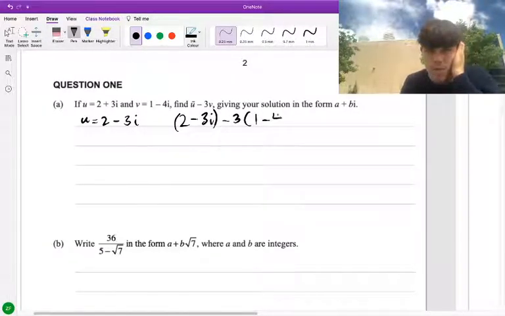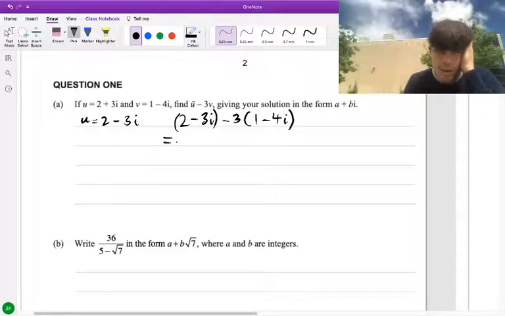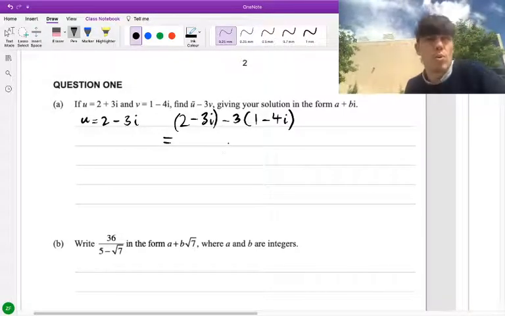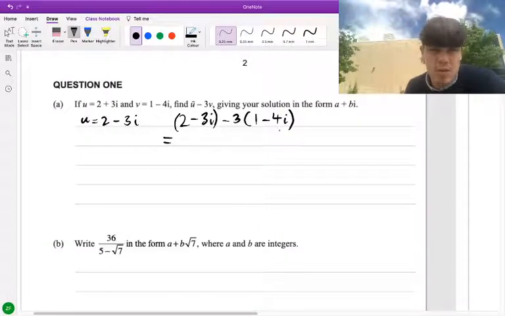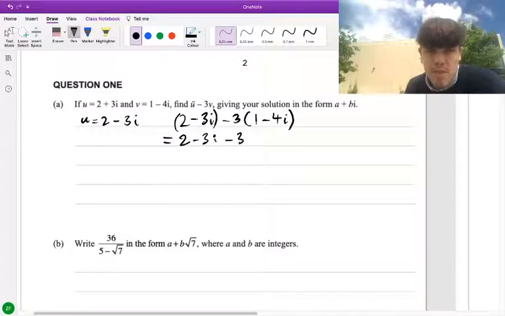1 minus 4i. Now it's pretty handy because in complex numbers, all of these are just going to follow simple algebra. All of the stuff that you've learnt in algebra over the years is going to apply here. So let's expand these the same as we would in any algebra question. That stays as 2 minus 3i. Over here we're going to go negative 3 times 1, so it's minus 3. Negative 3 times negative 4i, so it's going to be plus 12i.